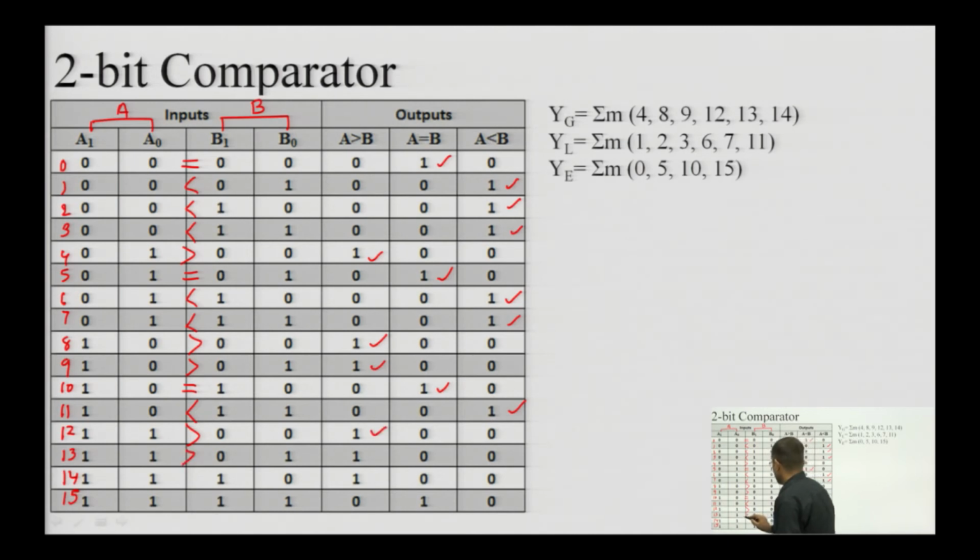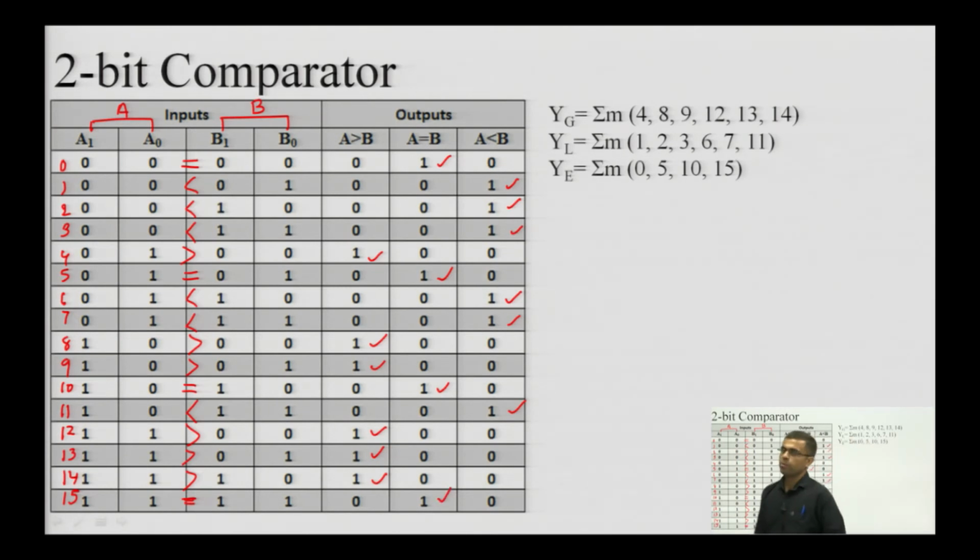1 1 is greater than 0 1, that is why another high output for A greater than B. 1 1 is greater than 1 0, another high output for A greater than B. 1 1 is equal to 1 1, that means y e is equal to 1.